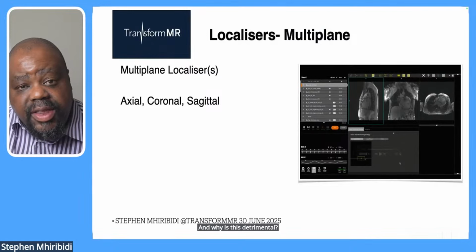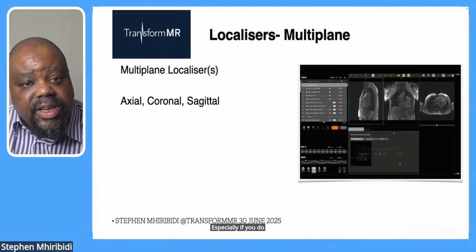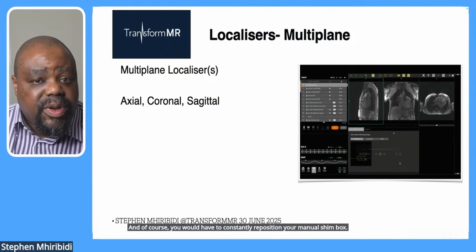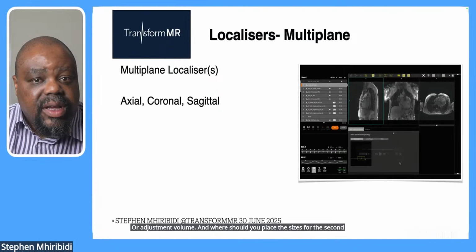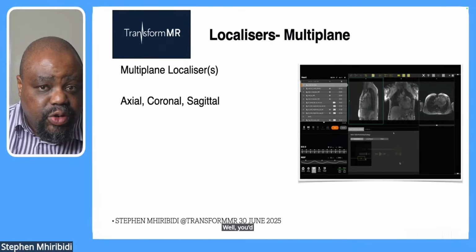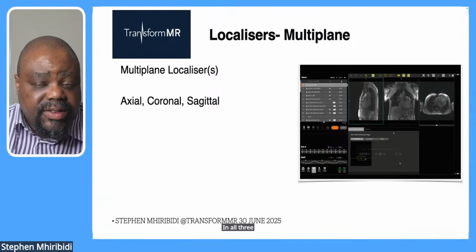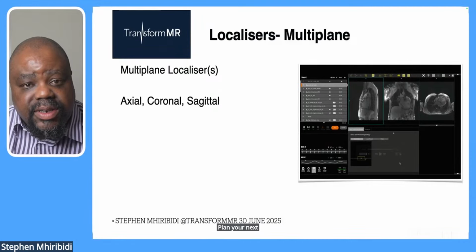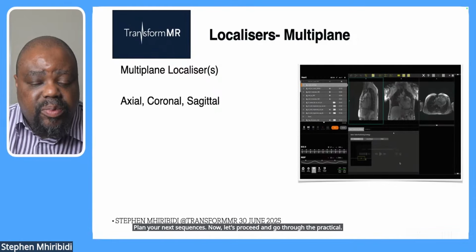Well, it would mean that the patient table constantly moves during the scan, especially if you do not do a second one at isocenter. And of course, you would have to constantly reposition your manual shim box or adjustment volume. And where should you place the slices for the second localizer? Well, you'd want the slices to show you the region of interest, i.e. the heart, in all three orthogonal planes, in such a way that you can adequately plan your next sequences. Now, let's proceed and go through the practical aspects of planning.